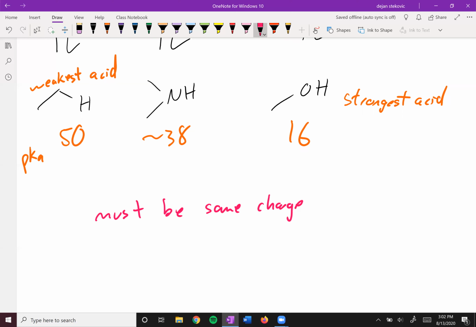So charge is always the number one factor. For example, if you have a protonated nitrogen versus just water, neutral water, the positively charged one is going to be the stronger acid. So charge wins first, and then after considering charge, if they're both neutral or something like that, then you want to consider atom effects.